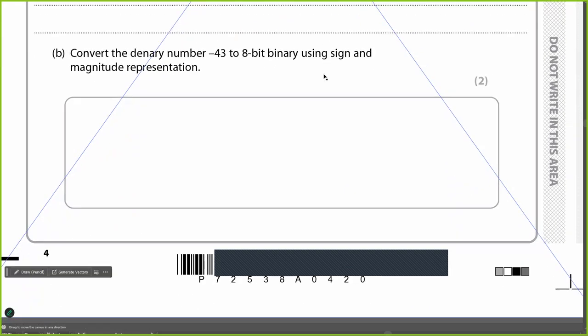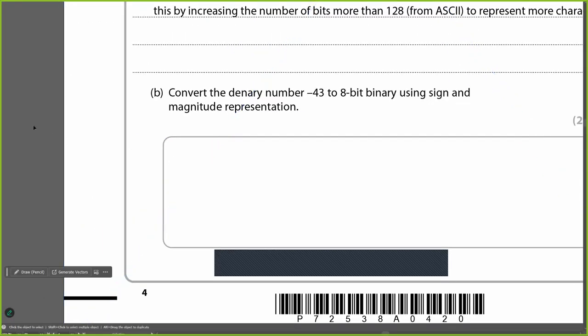Okay, so the next question says, I find this blue line that comes in the middle really annoying. So if there's a way we can turn it off. Oh, good. Alhamdulillah, gone now.